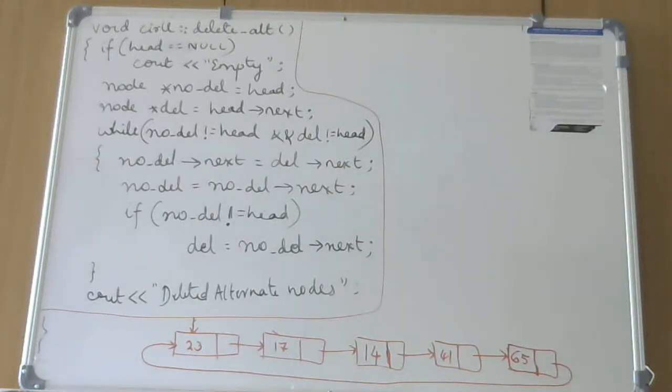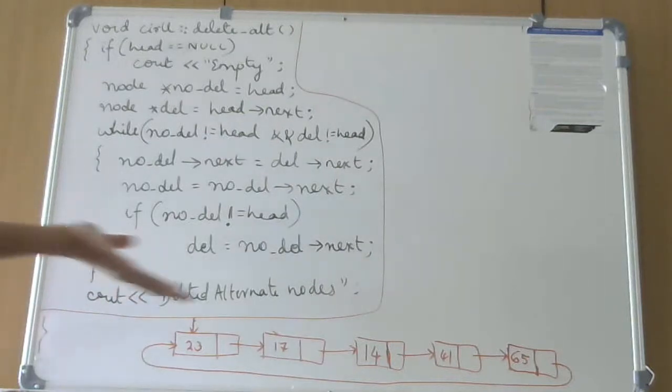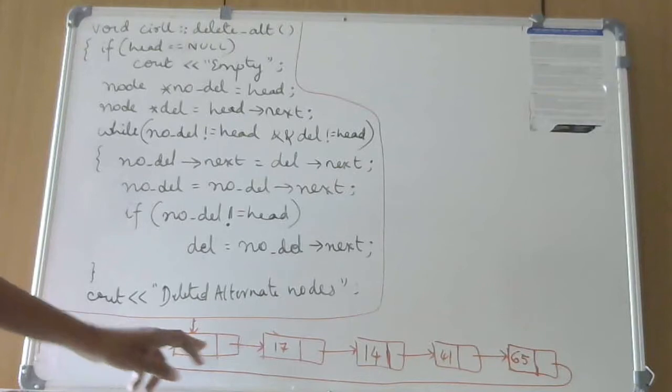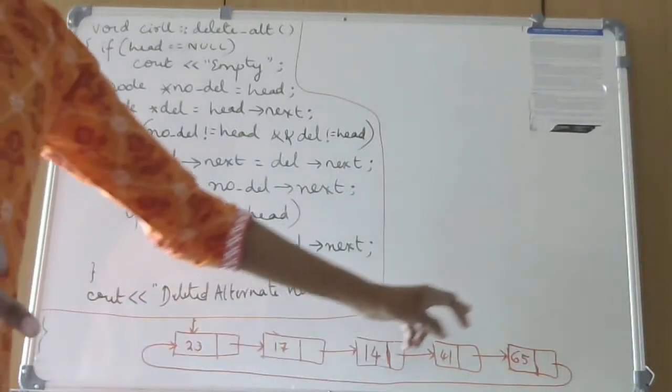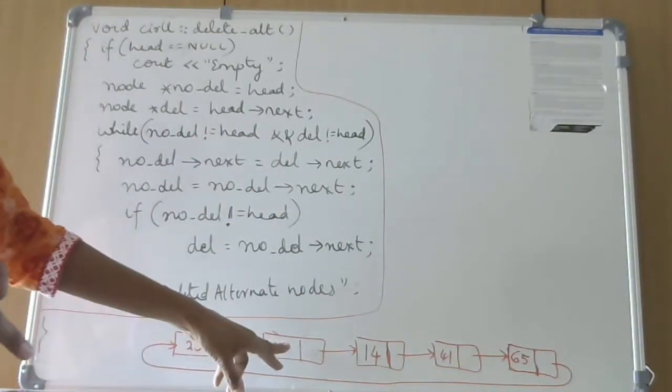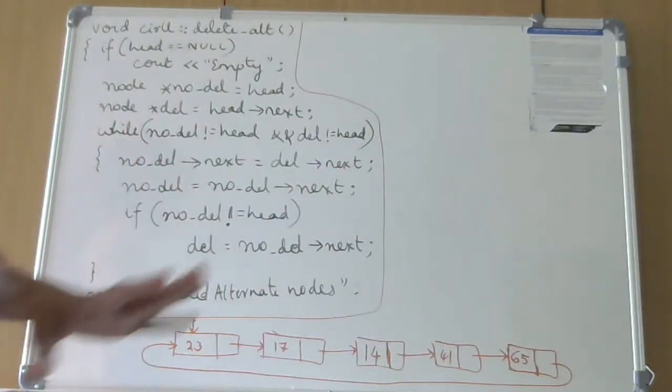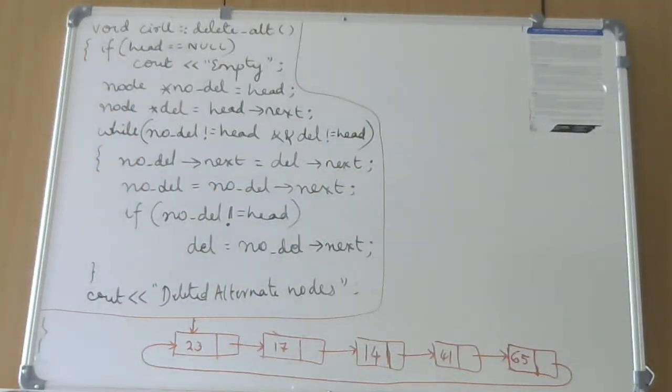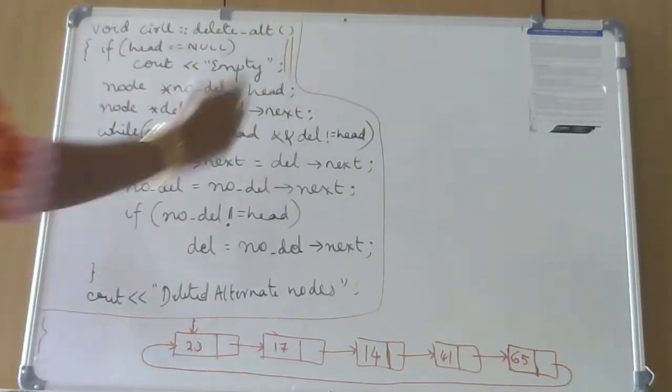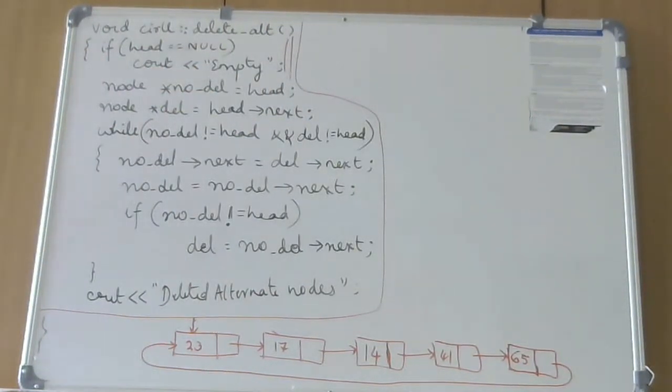Now, delete alternate node means, let me take an example of a linked list. Let us assume this is my linked list that is existing. I should delete alternate nodes means either I delete 23, 14, 65 or I delete 17, 41. Okay, let us see how it works. First, what you have to check before deleting, as usual, I am checking if my list is empty, so how do I check that?